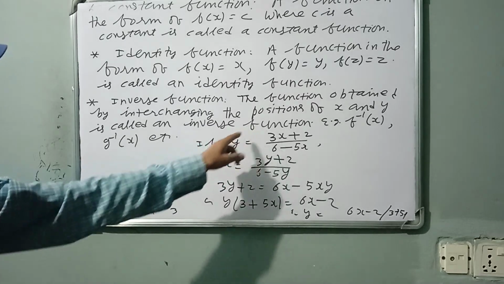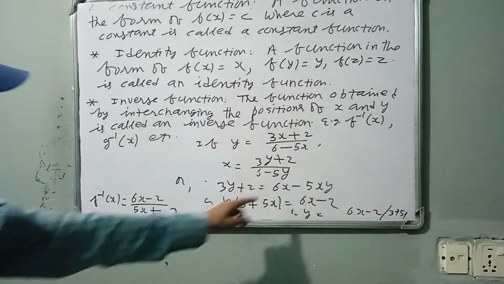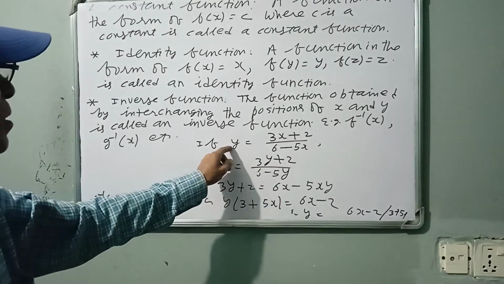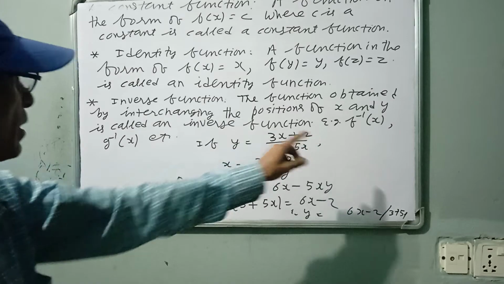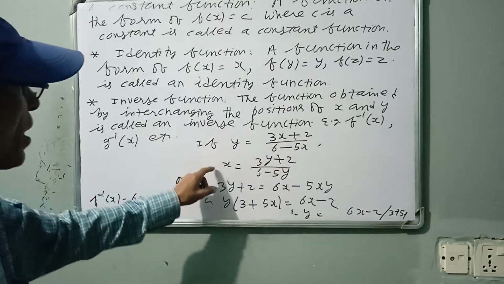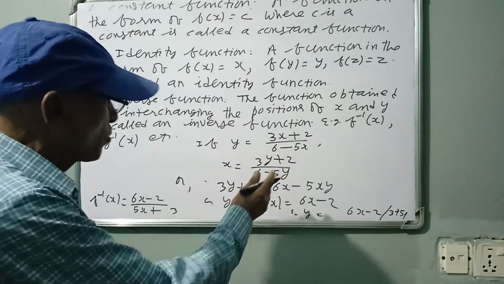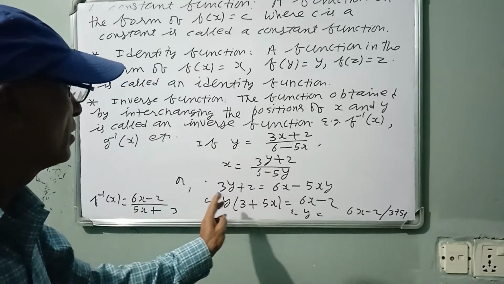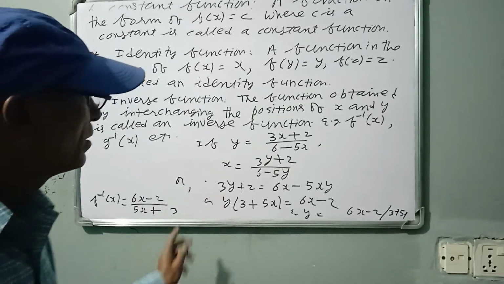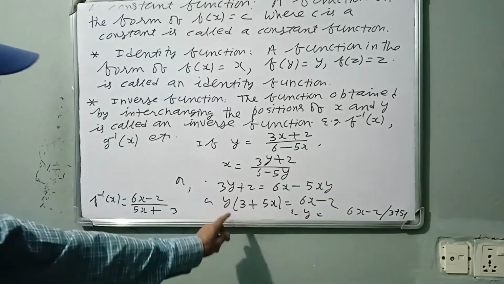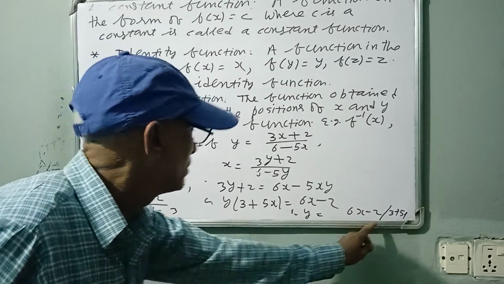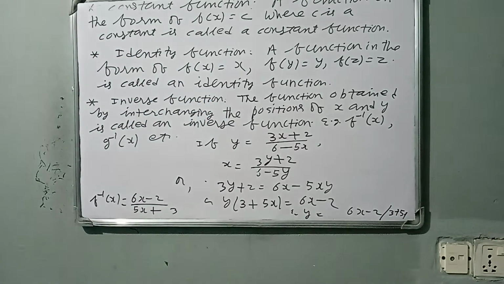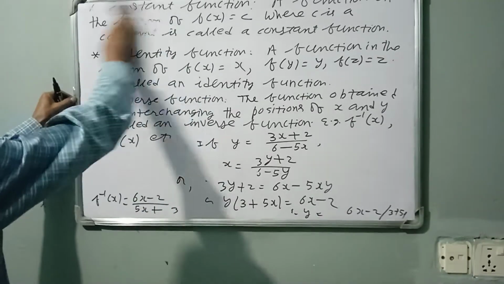Write the given function's y as x and x as y, and the value of y obtained from there is the inverse function. The function is y equals something. Interchange the position of x and y. Cross multiply, find the value of y, either by taking common or with y on the left side and others on the right side, and the value of y is the inverse function of the given function. That is called the inverse function.